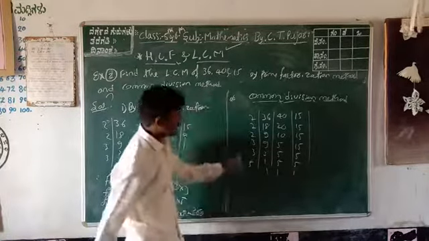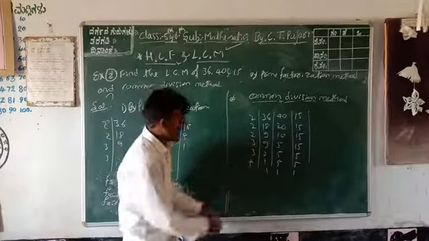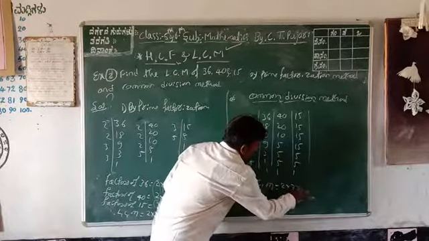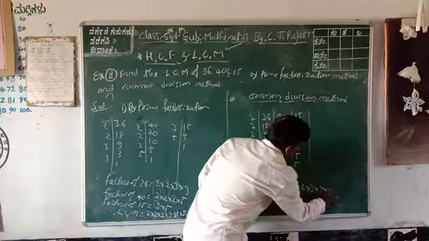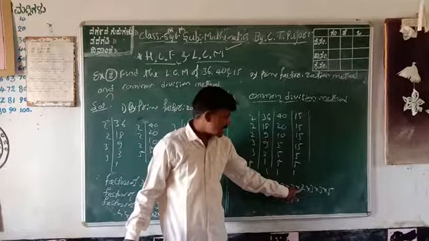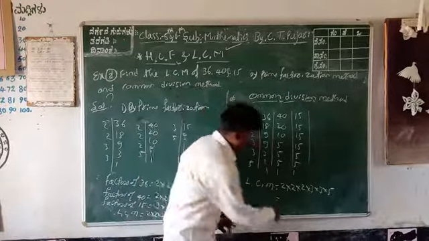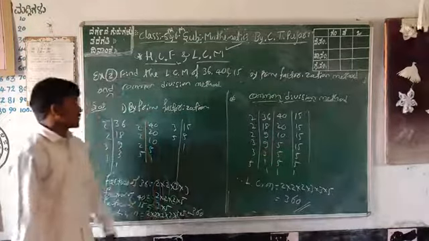Therefore, factors are 2 into 2 into 2 into 3 into 3 into 5. Therefore, LCM is equal to 2 into 2 into 2 into 3 into 3 into 5. 2 2s are 4, 4 2s are 8, 8 9s are 72, 72 5s are 360. LCM is 360. This is the prime factorization method.